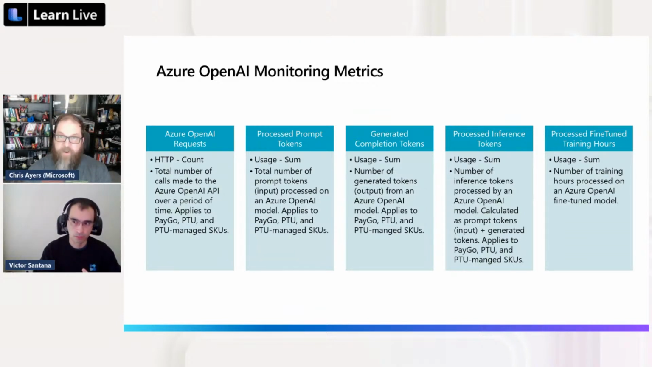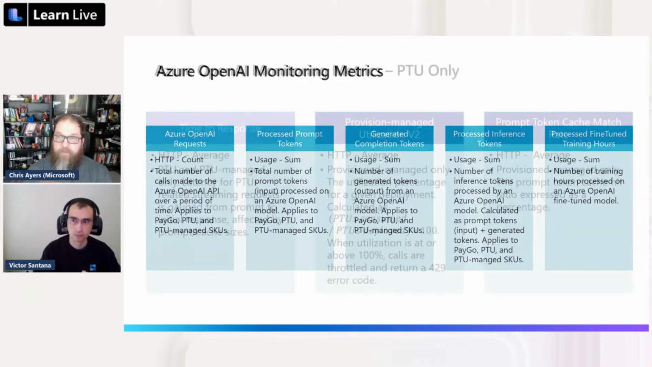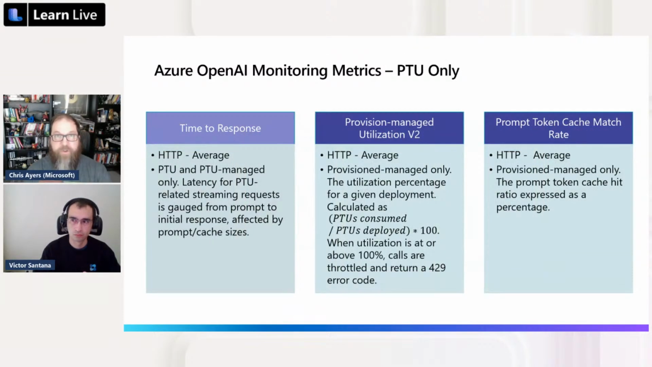Now, you can take that a step further. Our PTU models, where you can have provisioned throughput, offer some additional metrics that you can't find in the normal pay as you go models. And there's actually a separation here. Our time to response metric is available only on PTU and PTU managed instances and deployments. You can look at the latency from when you've submitted your tokens to when you start getting something back, and this lets you gauge information about your prompts. The other two, the provision managed utilization and the cache match, are only for provisioned PTU managed instances.